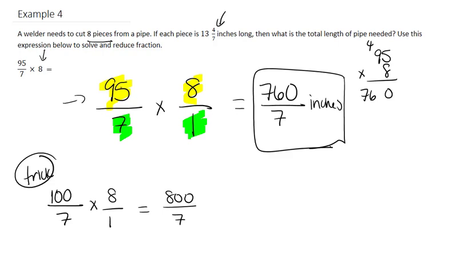So what happens then is that we went from 100 instead of 95. So we have a whole difference of 5. So what we would do is then go 5 times 8, which is 40. And so if we go 8 times 5, which is 40, we can go then 800 minus 40, and we just keep the same denominator, and that would equal 760 over 7, which is the exact same answer that we got.